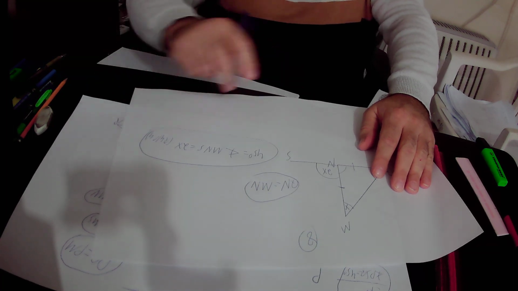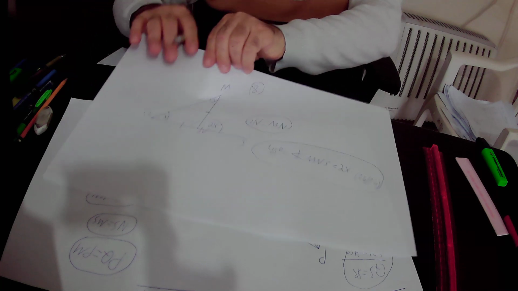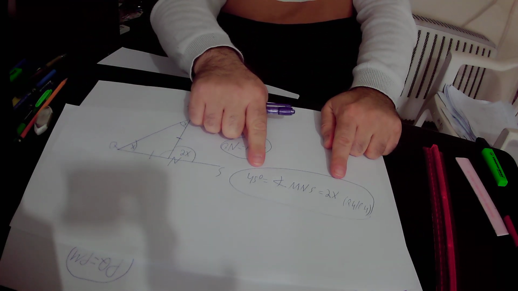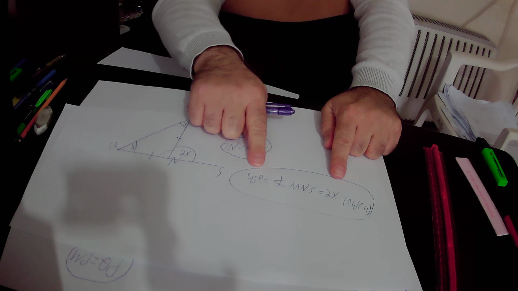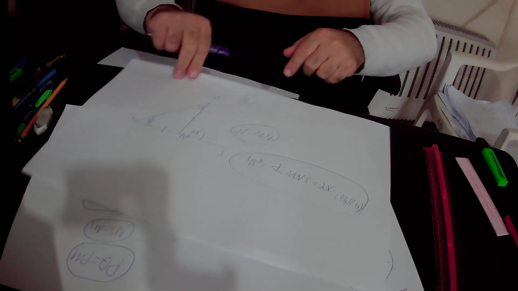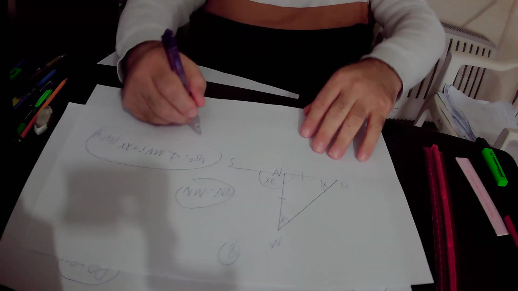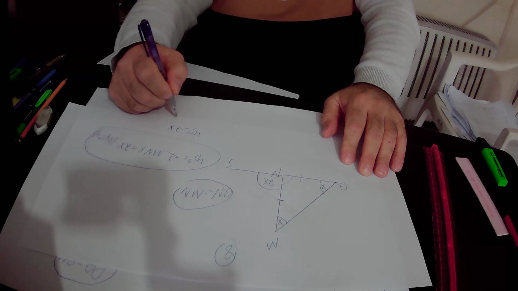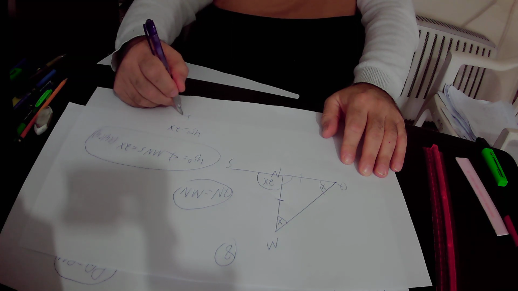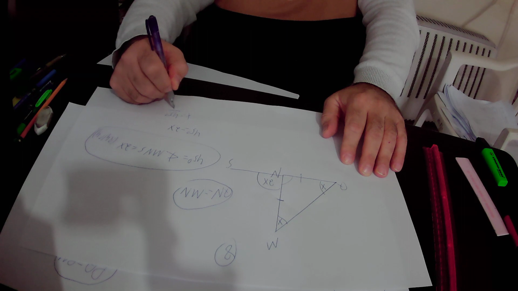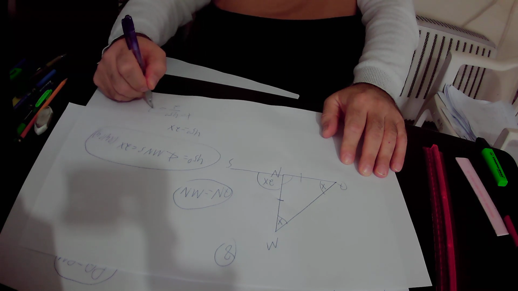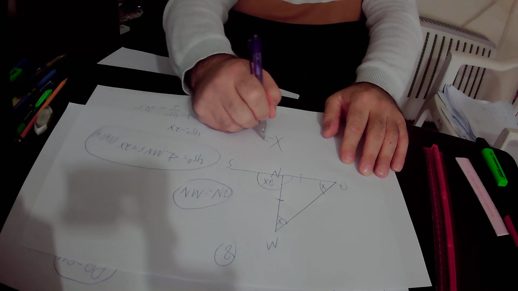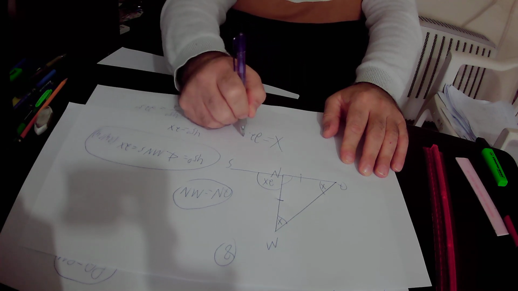So from this equation, we derive that 45 degrees equals 2x. Here we divide this equation by 2, and we get that x equals 45 degrees over 2. 45 degrees over 2 is 22.5 degrees. So we found out that the value of angle x is 22.5 degrees.